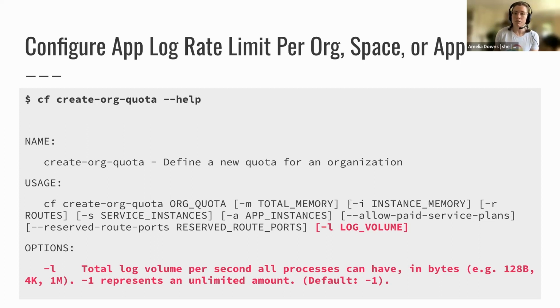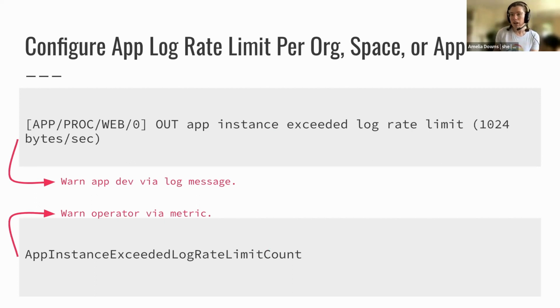So now you can configure app log rate limit quotas per org, per space, or per app. Here's an example of how to configure it via the create org quota CLI command. And when an app exceeds its limit, it warns the app dev via a log message, and it warns the operator via a metric. That way you can track down those pesky, noisy apps.